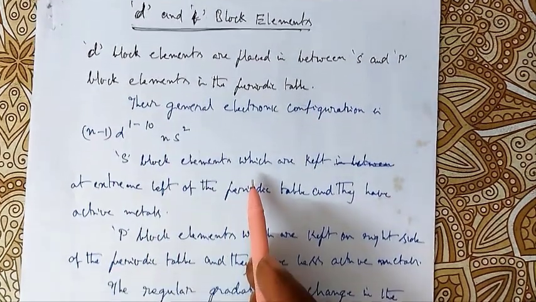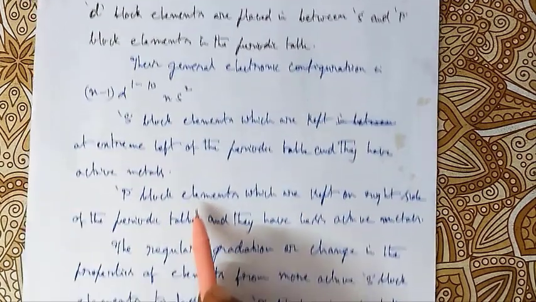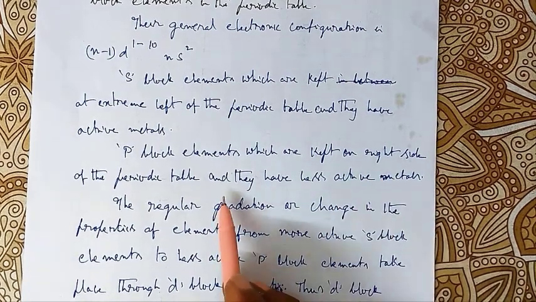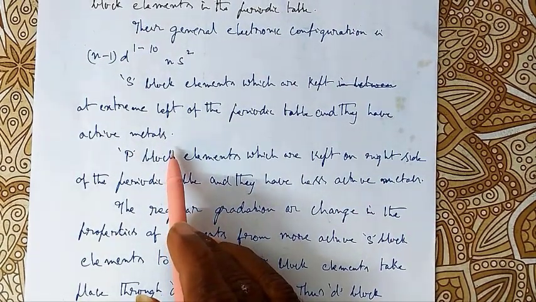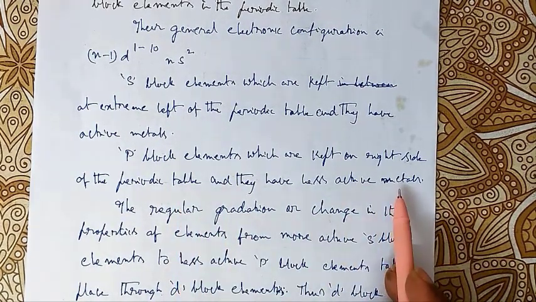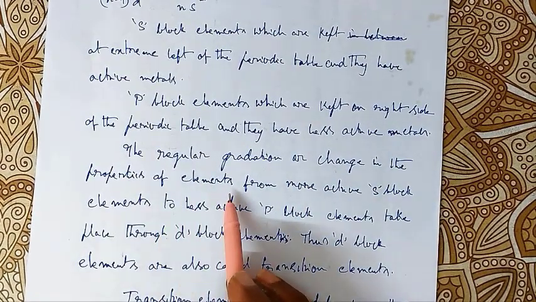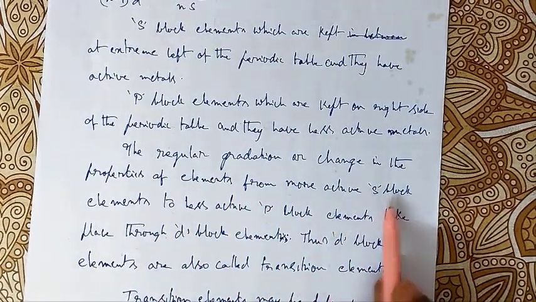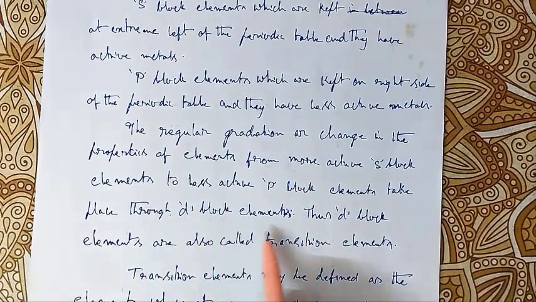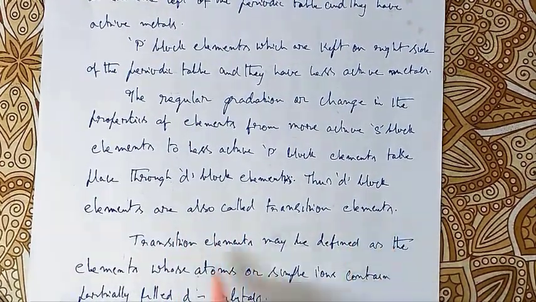S block elements are kept at the extreme left of the periodic table, whereas P block elements are kept at the extreme right. S block elements are active metals, whereas P block elements are less active metals, including non-metals. The regular gradation or change in the properties of elements from more active S block elements to less active P block elements takes place through D block elements. Thus, D block elements are also called transition elements.